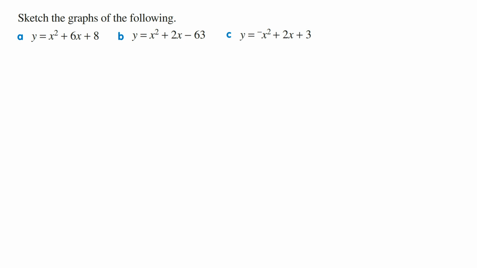Sketch the graphs of the following. Part A, y equals x squared plus 6x plus 8. For the first step, looking at the coefficient of the x squared term, this is positive, and so this means the shape of the graph is going to be in this form.